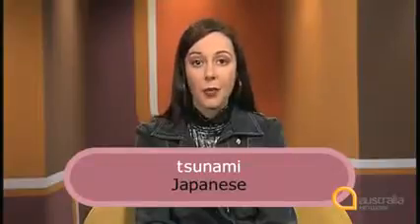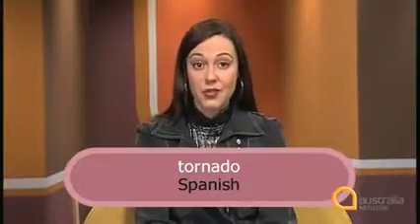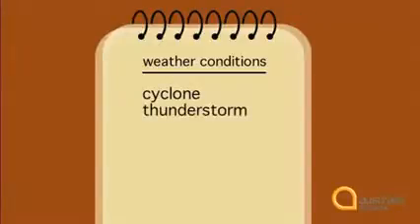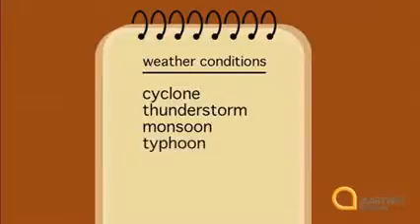Tsunami, a large destructive wave caused by an earthquake, is from the Japanese word meaning harbour wave. A tornado is a violent windstorm that circulates around a centre. It's from Spanish and it means turning storm. So in our glossary of words belonging to the field of weather conditions, we can include cyclone, thunderstorm, monsoon, typhoon, tsunami, and tornado. Listen to Jim using some of these words.